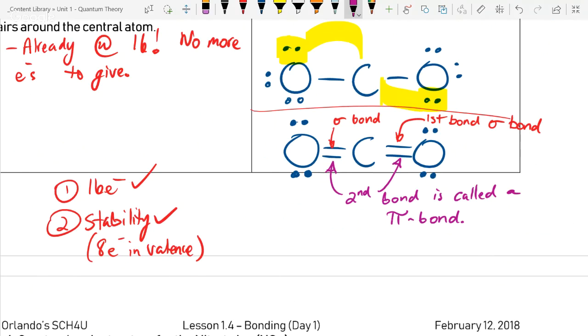Just out of curiosity, are there many triple bonds in nature? It comes up, like nitrogen gas is a triple bond. We can draw a Lewis structure of that after to show why.